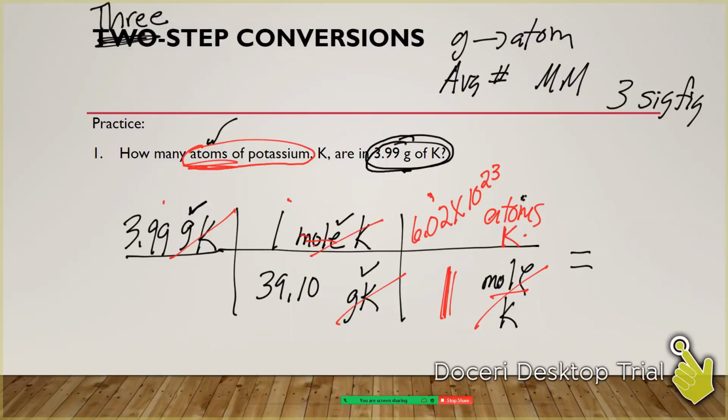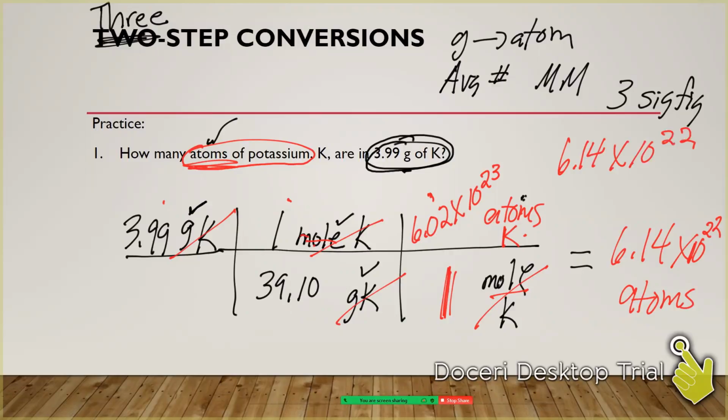Treasure, what'd you get? 10 to the 22 atoms. Sorry, that got kind of squished. It's supposed to be 6.14 times 10 to the 22. If for some reason you're not getting those numbers, but you have it set up right, then when we stop practice, let me help you out, because if you do all this work and get it set up right, I would be upset myself if it was just a calculator issue.